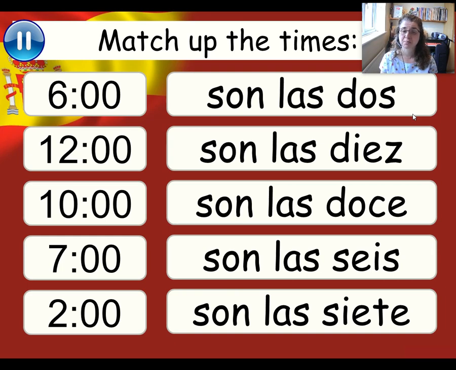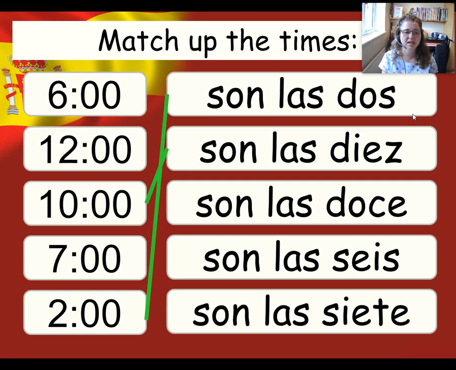Are you ready to check? Let's see. So the first one, son las dos, well, dos is 2, so it's 2 o'clock. The second one says son las 10. Well, 10 is 10, so it's 10 o'clock.